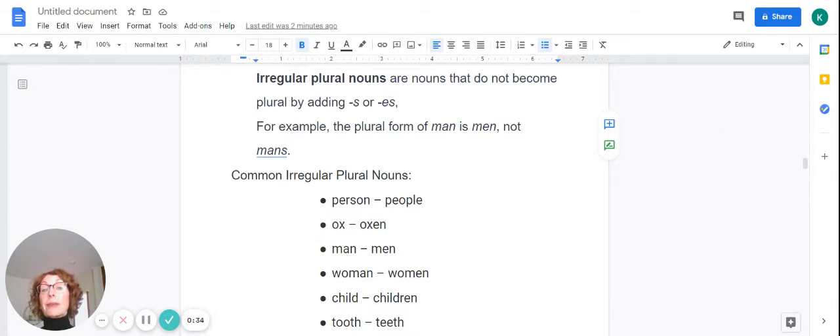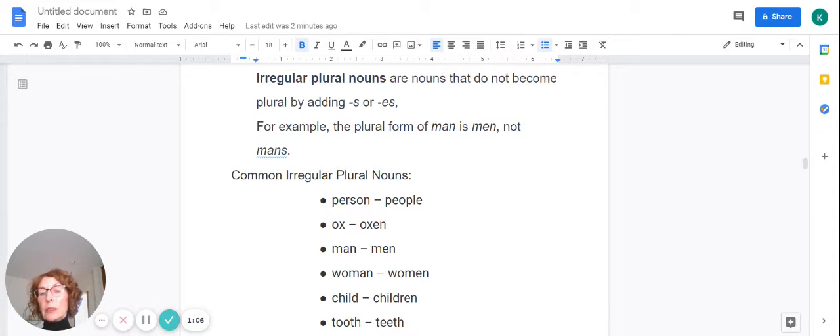They are nouns that do not become plural by adding S or ES. You actually spell the plural completely different. For example, I'm sure you're familiar with the plural form of man is men, not mans. Here are some additional common irregular plural nouns where you do not add S or ES. You have a completely different spelling of a new word.